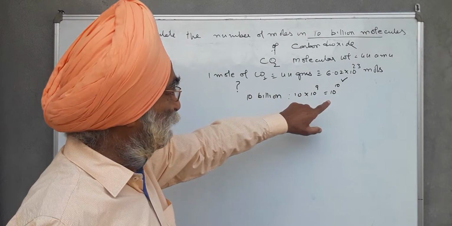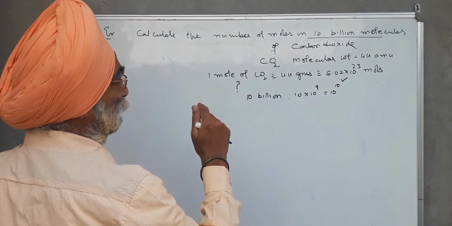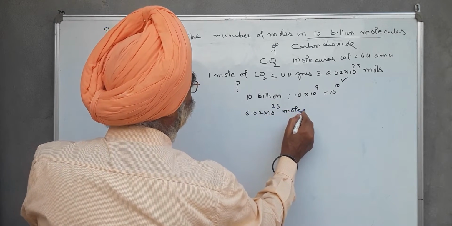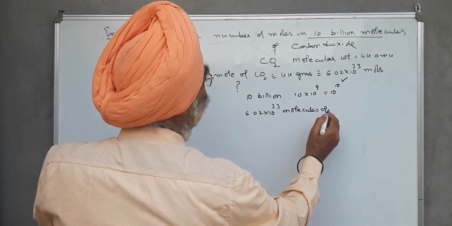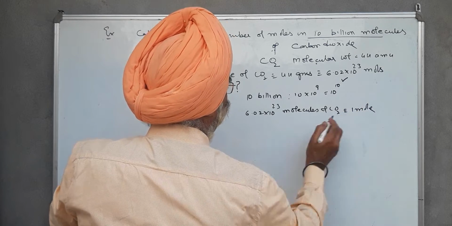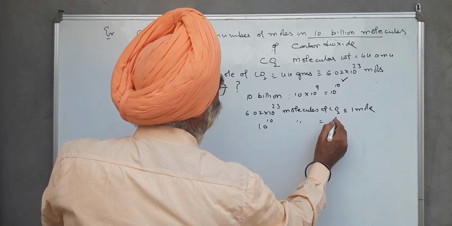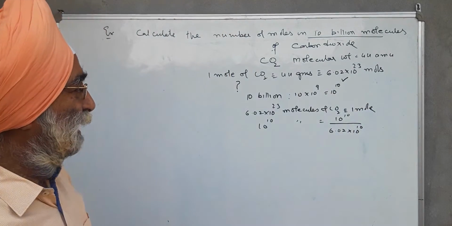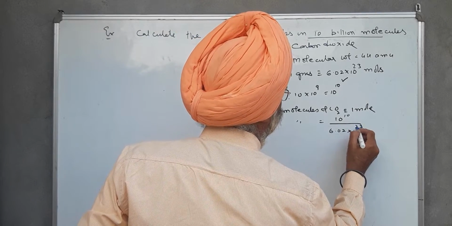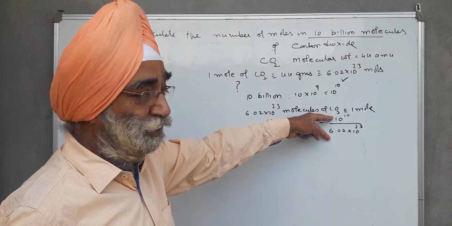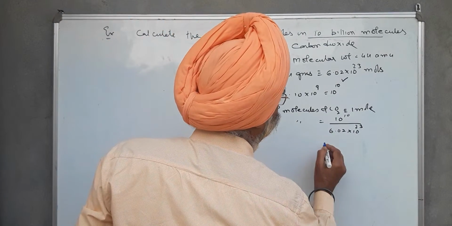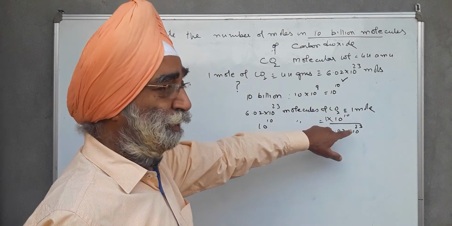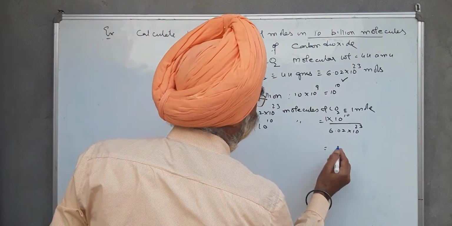We are to convert this number of molecules into moles. How to start? 6.02 into 10 raised to the power 23 molecules of carbon dioxide is 1 mole, and 10 raised to the power 10 molecules. This is the numerator, 10 raised to the power 10. This is the denominator, 6.02 into 10 raised to the power 23. This division will give us the answer. So it would be directly 1 into 10 raised to the power 10 in the numerator, and 6.02 into 10 raised to the power 23 in the denominator. Divide this, it is 0.166.